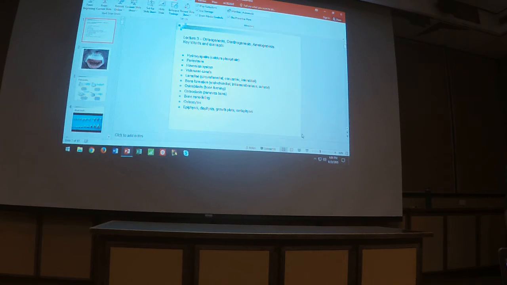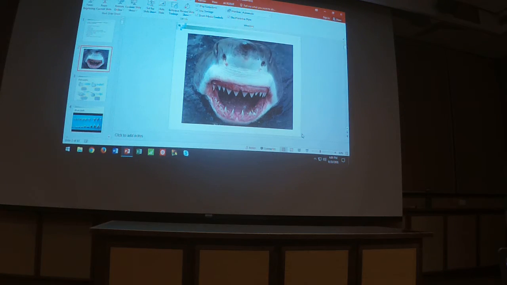Oh, there's Mr. Shark. We'll see this next time. The reason I show sharks is they have something called a dental lamina, and that's what forms your teeth. We'll talk about that in excess next week. But ours, you get two sets of teeth, right? You get your deciduous set, and then you get your adult set.